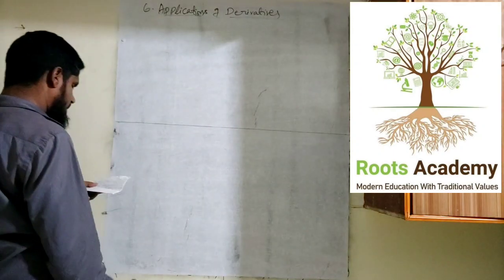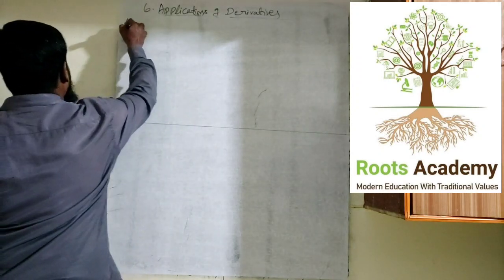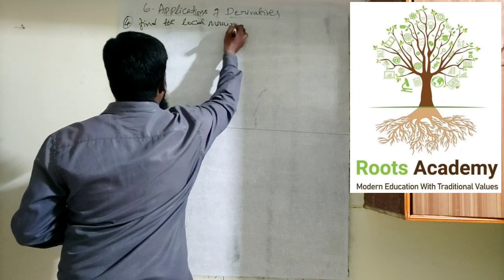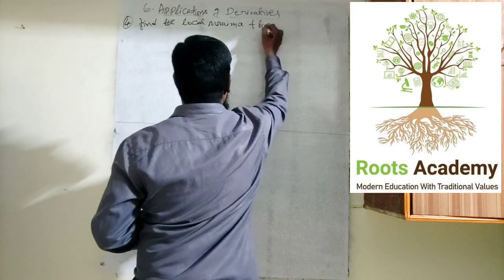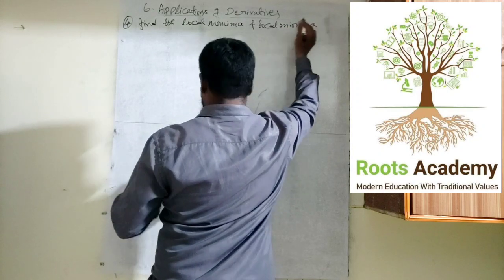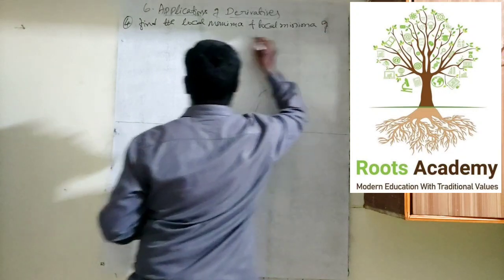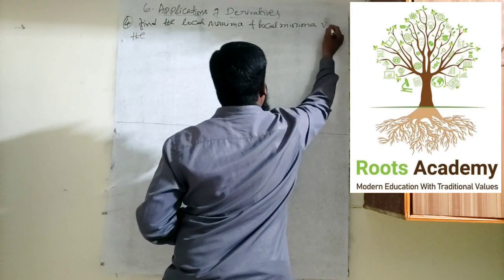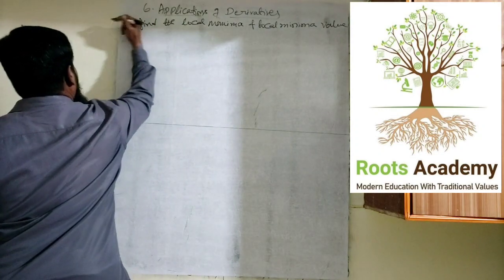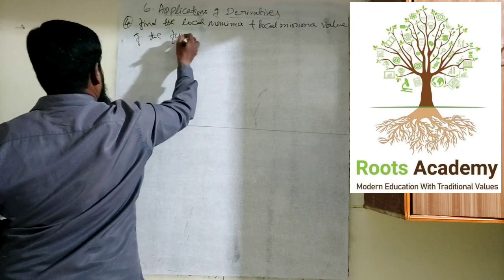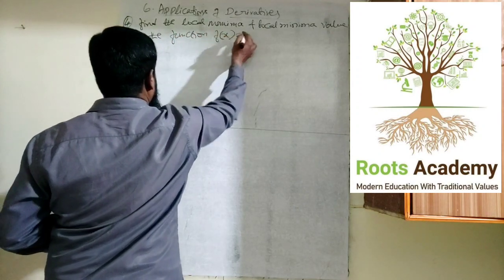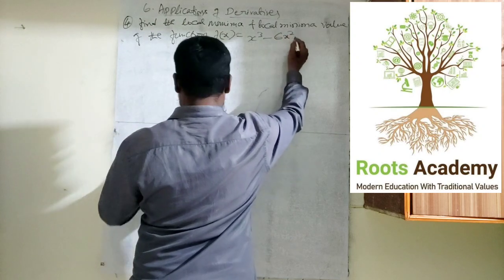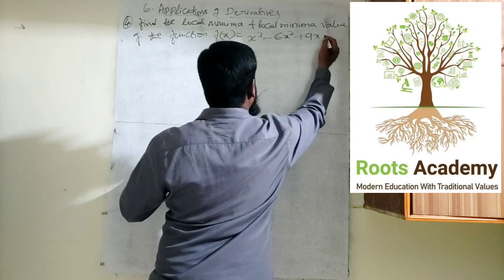Find the local maxima and local minima of the function f of x is equals to x cube minus 6x square plus 9x plus 15.